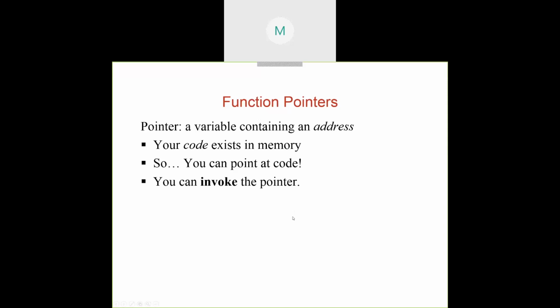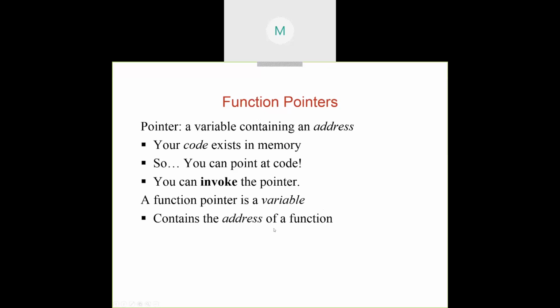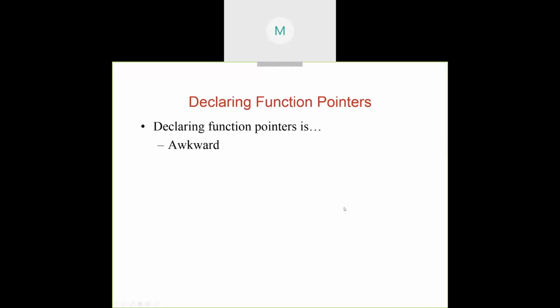So kind of we are invoking the pointer. A function pointer is a variable that contains the address of a function. So we are using that variable inside our structure or union, and that variable actually points to a function. This is the way we can use a kind of behavior inside our union. Okay, this is kind of awkward also.